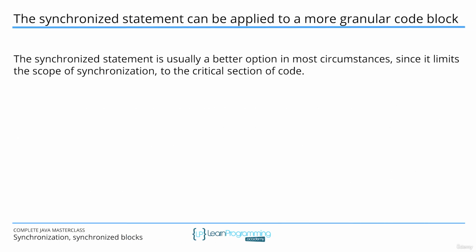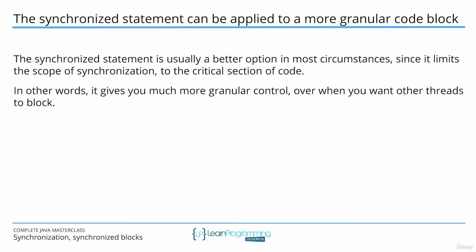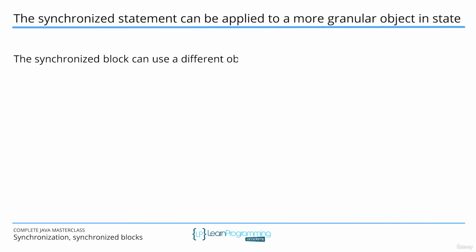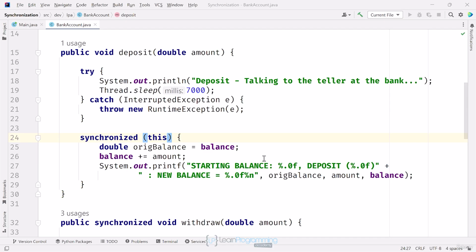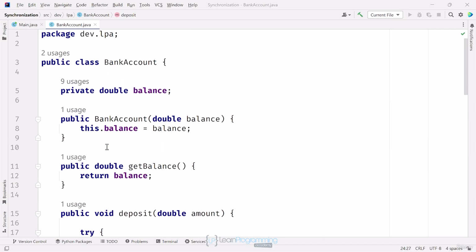The synchronized statement is usually a better option in most circumstances, since it limits the scope of synchronization to the critical section of code. In other words, it gives you much more granular control over when you want other threads to block. In fact, it can give you more control than that. The synchronized block can use a different object on which to acquire its lock. This means that code accessing this bank account instance wouldn't have to block entirely. Let me explain this last point in some code.